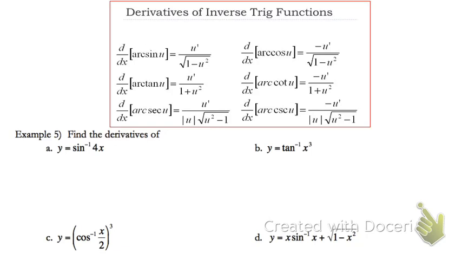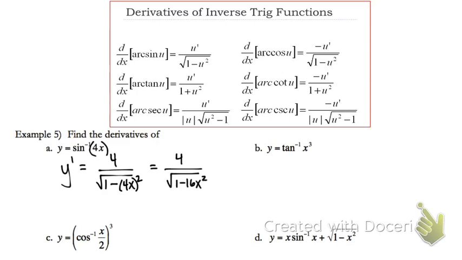For part A, it says to find the derivative of sine inverse of 4x. So here's my arc sine. The derivative is u prime over the square root of 1 minus u squared, and u is the inside. So 4x is the inside function. The derivative of 4x is just 4. So y prime is equal to 4 over the square root of 1 minus, and then again my u, which is 4x, quantity squared. So you can leave it like that, or you can simplify. That's 4 over the square root of 1 minus 16x squared. And I'm going to leave it like that.